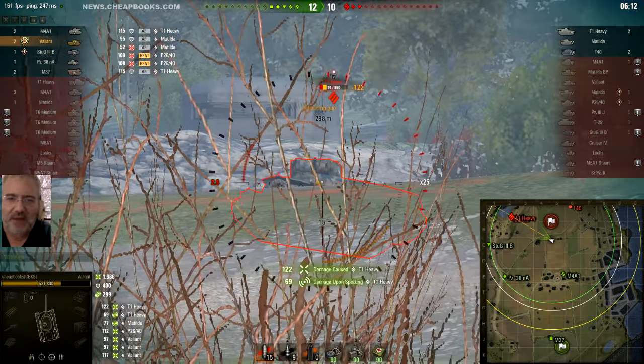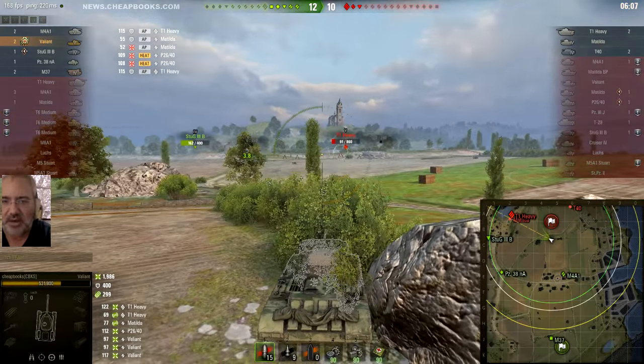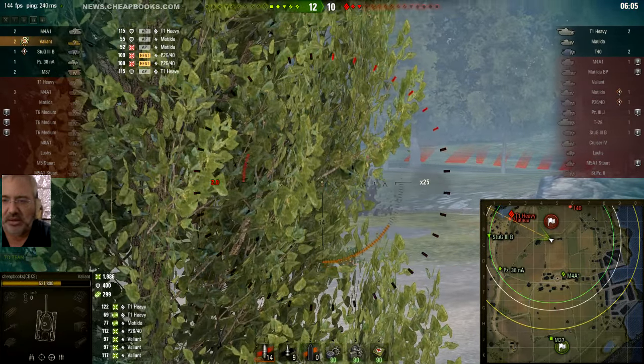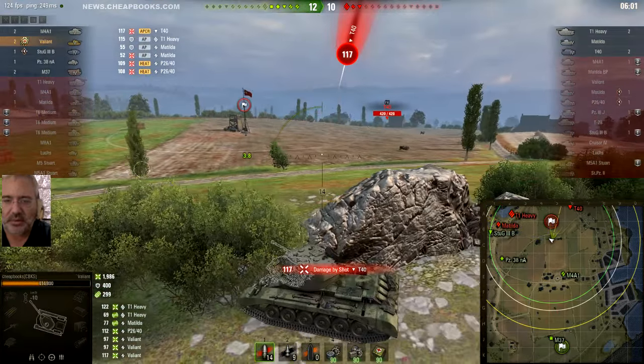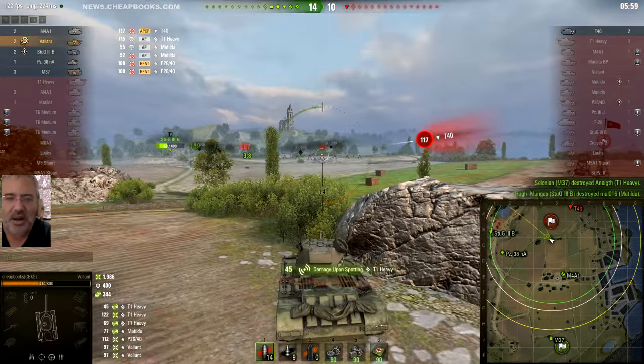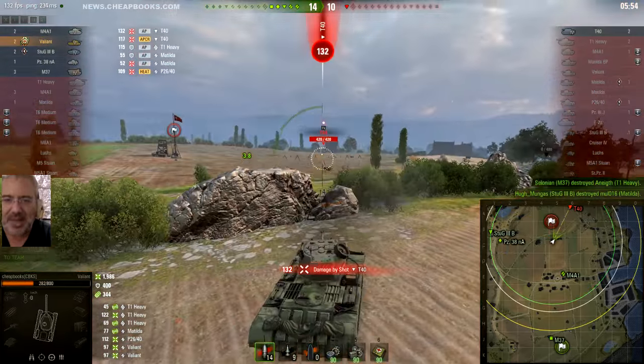Yeah, see, I didn't have to, and I was able to get that damage on him. But unfortunately, the Matilda got away. And I don't know where the Matilda is, so I'm just going to blind fire. Okay, that was a mistake. I went out too far. They're both gone. 1,900 damage, which is amazing.